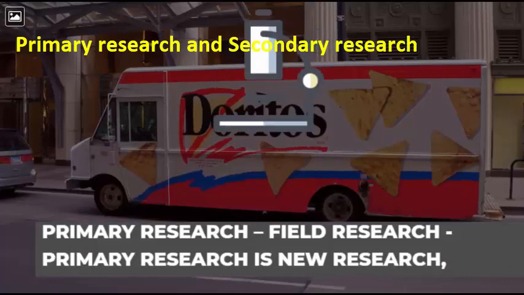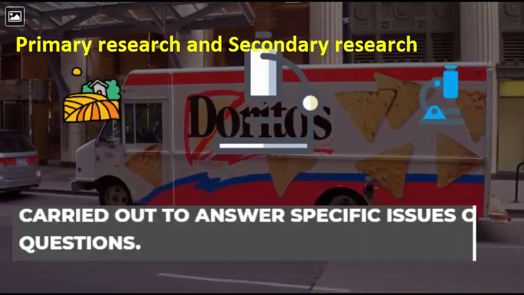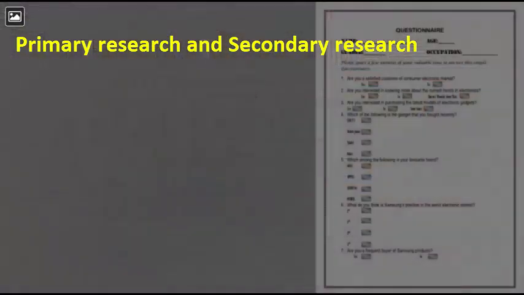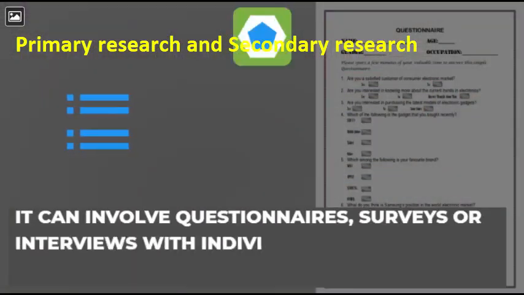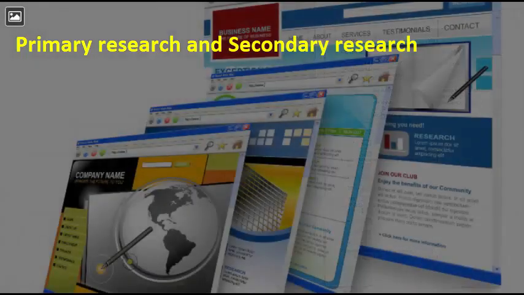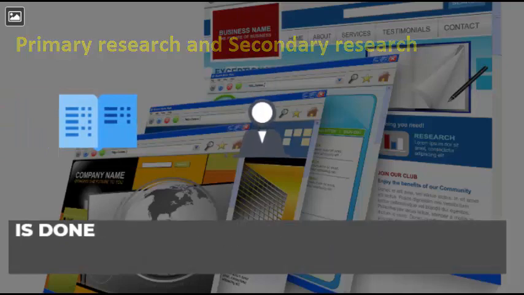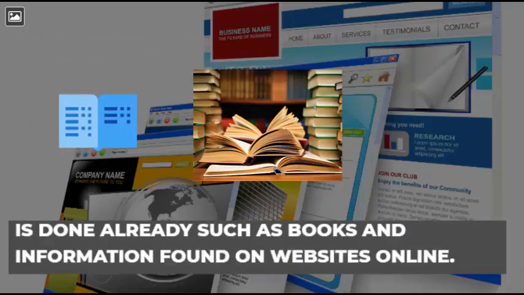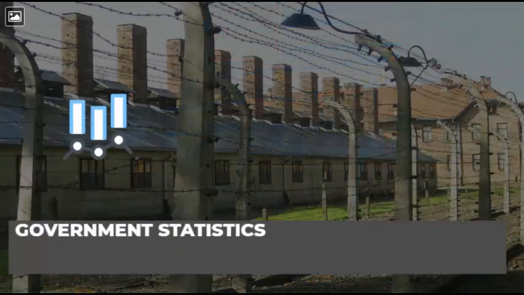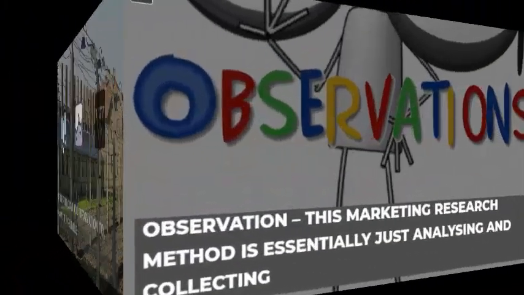Primary research, field research. Primary research is new research, carried out to answer specific issues or questions. It can involve questionnaires, surveys or interviews with individuals or small groups. Secondary research, desk research. Secondary research is research that is done already, such as books and information found on websites online. Government statistics can be very useful for businesses looking for stats that are factual.